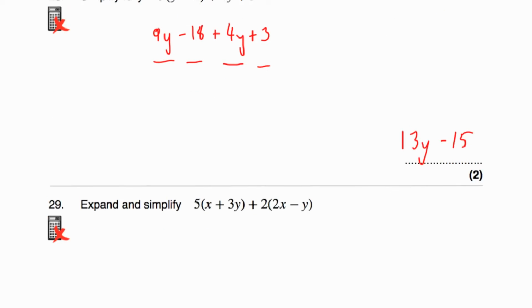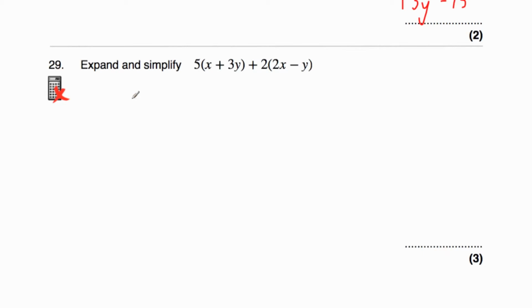Okay, let's look at our next question, question number 29. Question number 29 says expand and simplify. And we've got 5 bracket x plus 3y, close brackets, plus 2 bracket 2x minus y, close brackets. So let's expand our brackets. So 5 times x is 5x, and then 5 times 3y would be plus 15y. Then we've got plus, and we've got 2 times 2x, that's 4x, and then we've got 2 times minus y, that'll be minus 2y. So we've expanded our brackets.